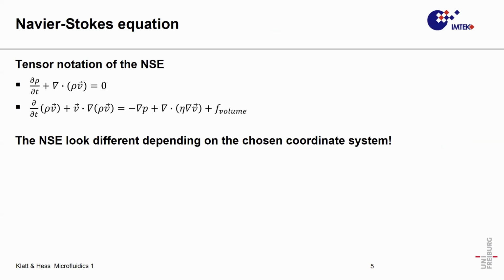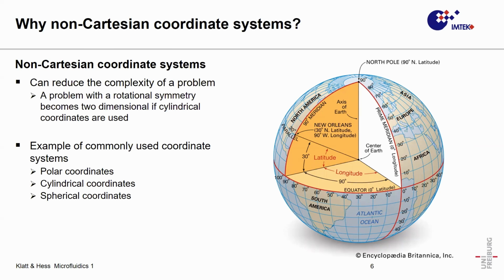On this slide, you can see the Navier-Stokes equation in tensor notation. As you can see, the first equation is basically the mass equation, which we're going to derive in the following video. The second equation is based on the conservation of momentum, and in one of the videos, we are going to derive this formula. What you must be aware of is that the Navier-Stokes equations look different depending on your chosen coordinate system.